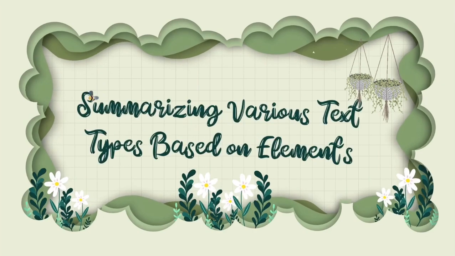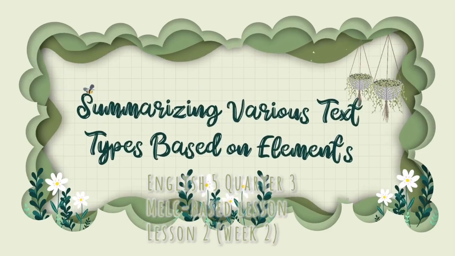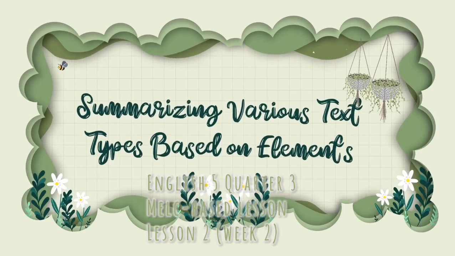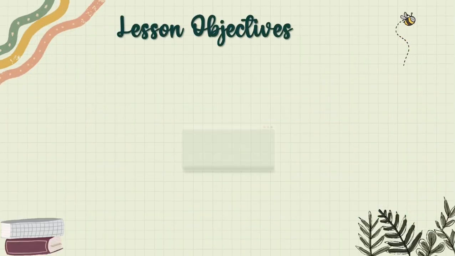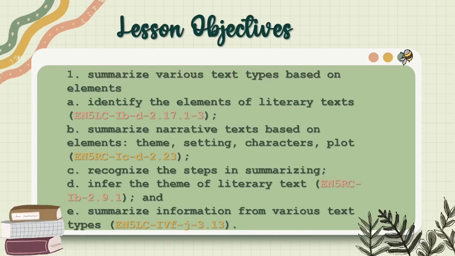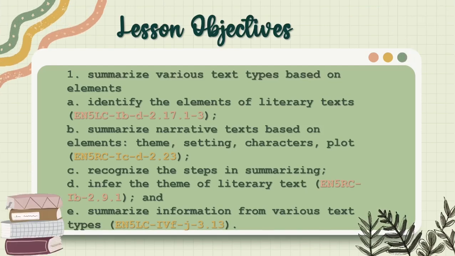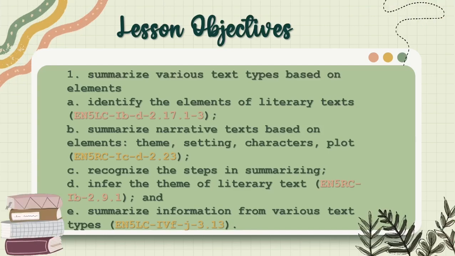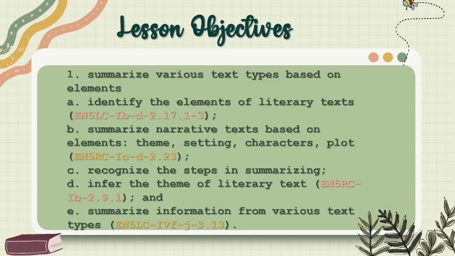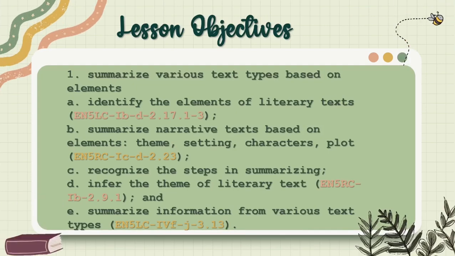In this video, you will learn summarizing various text types based on elements, English 5 Quarter 3, MELC-Based Lesson 2, Week 2. Our lesson objectives are to summarize various text types based on elements, specifically to identify the elements of literary text, to summarize narrative text based on elements like theme, setting, characters, and plot, to recognize the steps in summarizing, to infer the theme of literary text, and to summarize information from various text types.